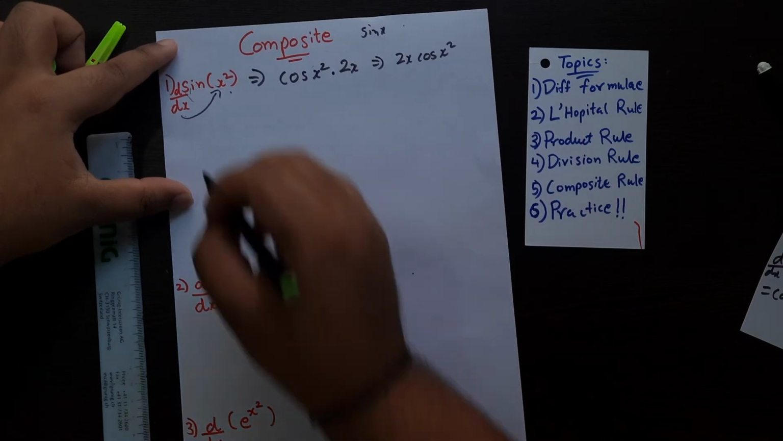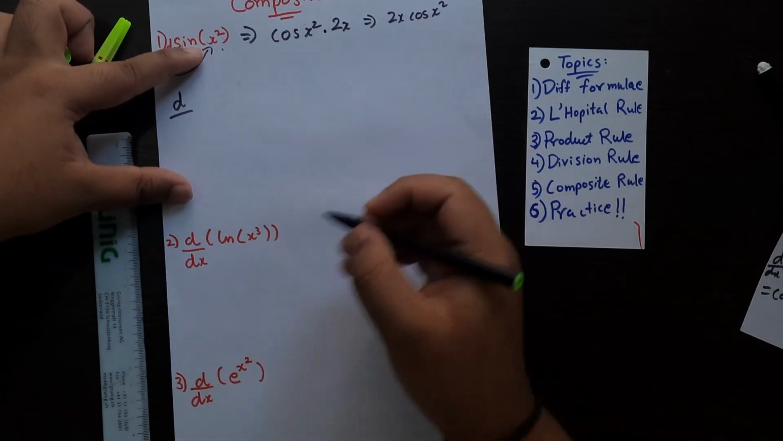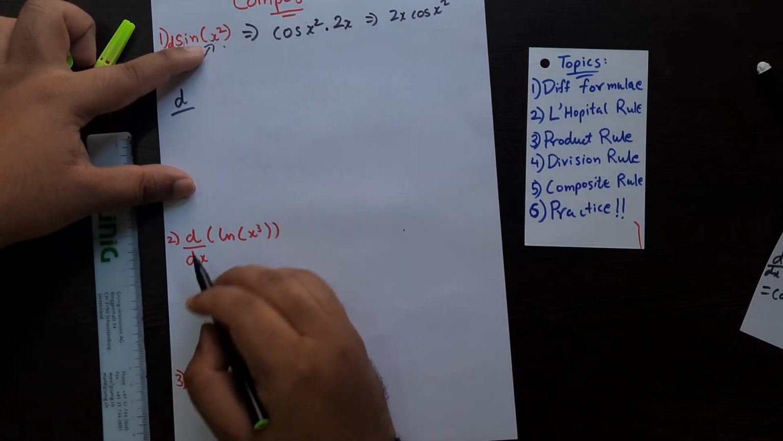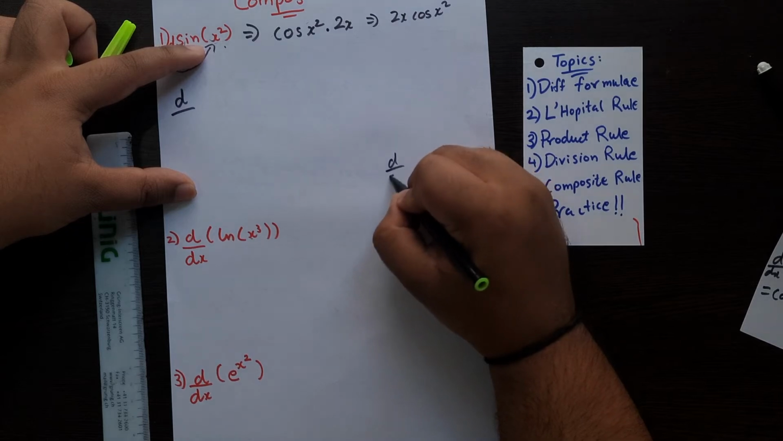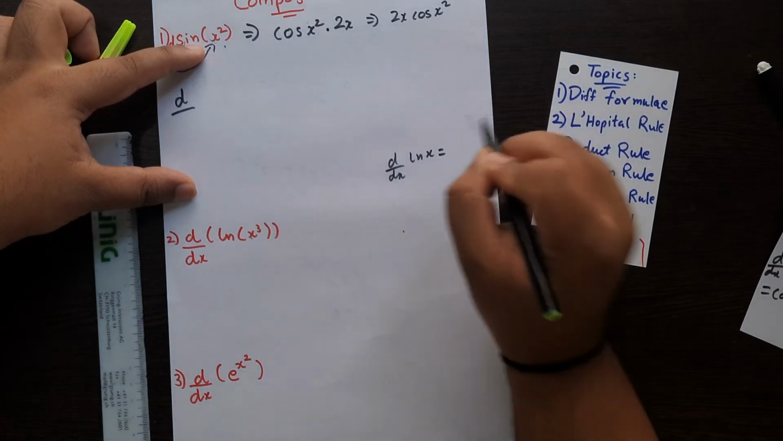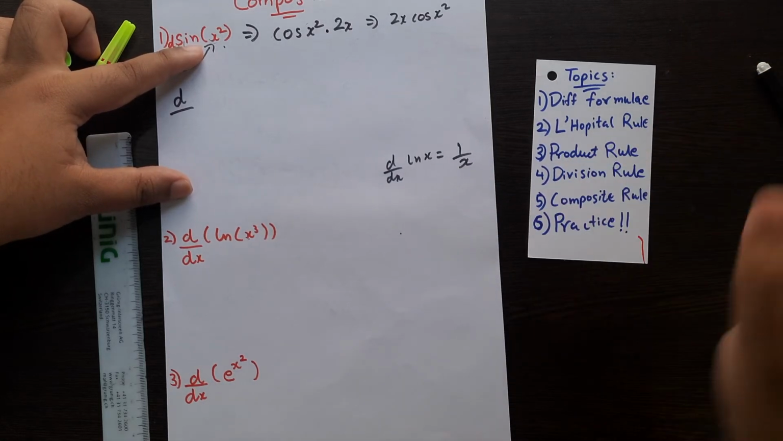Alright, so I'll ask another question. If we have more time, we'll go into more questions. D by dx of ln x cube. We know d by dx of ln x is nothing but 1 by x. But what is this ln x cube? Why is this extra part? This is the composite that's occurring.